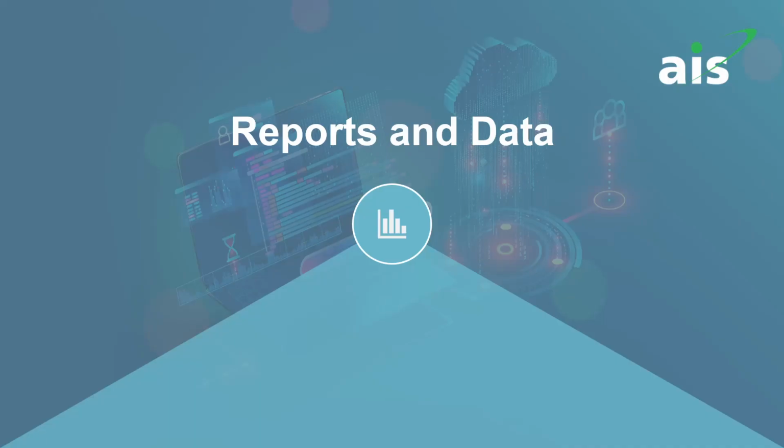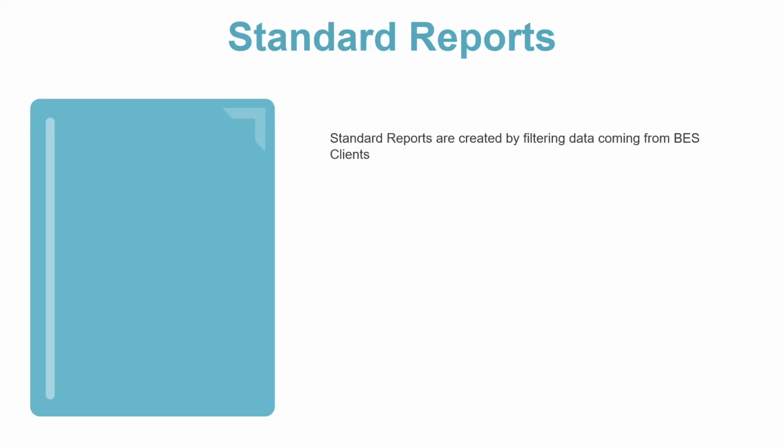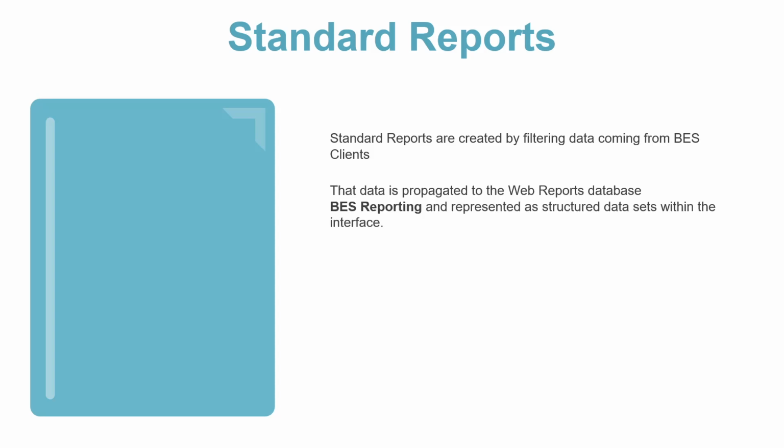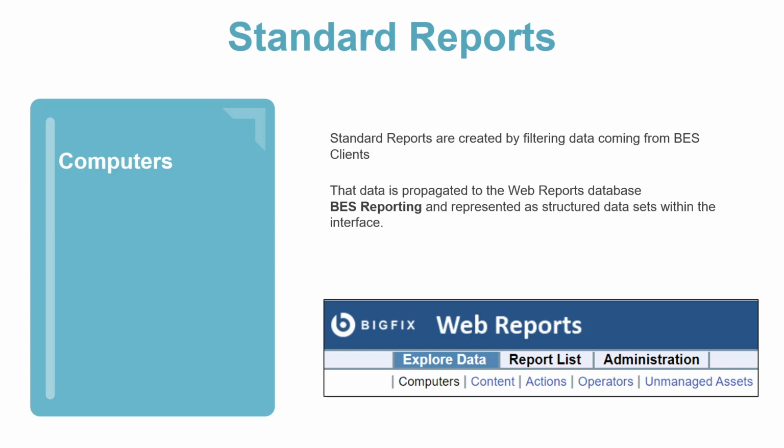Okay, let's talk about the primary use of Web Reports, reports and data. The included standard reports in the platform are created by filtering the data coming through the data source. The data is propagated to the BES reporting database and displayed in the datasets in the web interface. Those datasets are computers, content, actions, operators, and unmanaged assets. Eagle-eyed viewers will note that I've left something out of this list, but not to worry, we'll be coming back to it shortly.